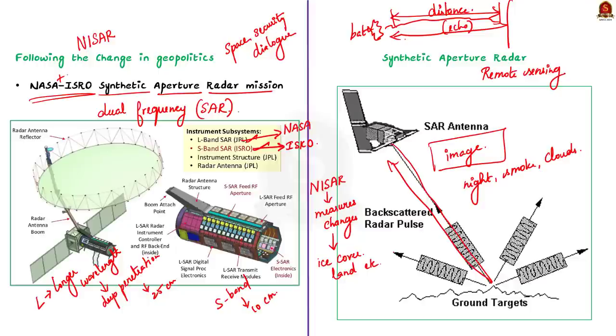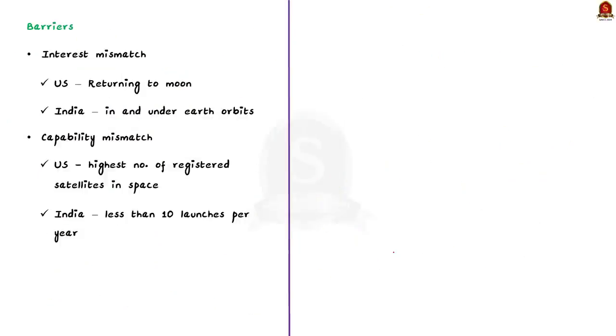The article highlights some structural factors that limit the extent to which the US and India can collaborate in the field of space research. It says that there is a mismatch in the interests and capabilities. And these are all the barriers. Firstly, let us see about the interest of two countries. See, the US has committed to returning to the moon. And this time, the US has committed to stay in the moon for a longer time.